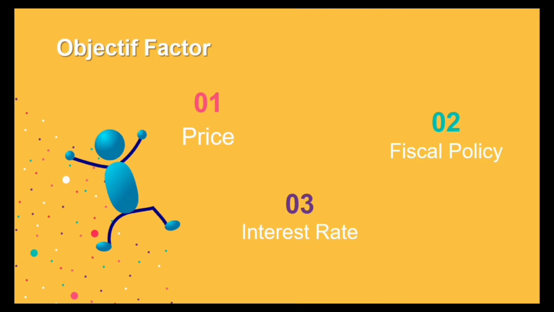And the last is interest rate. The factor that attracts someone to save is the interest rate. The greater the interest rate on savings, the greater the fees for service provided by the bank. So the size of the interest rate affects a person's consumption decisions.